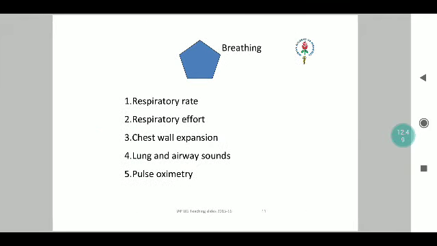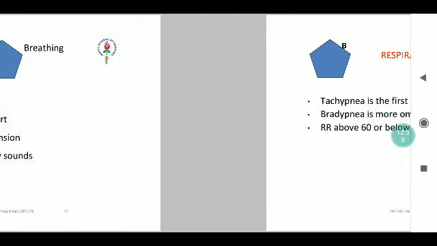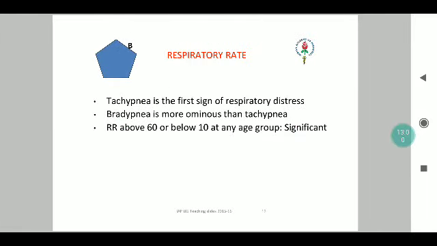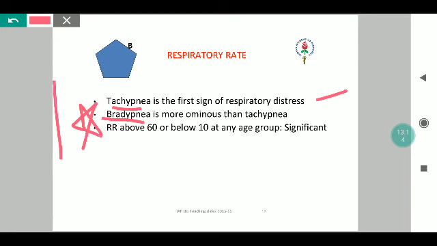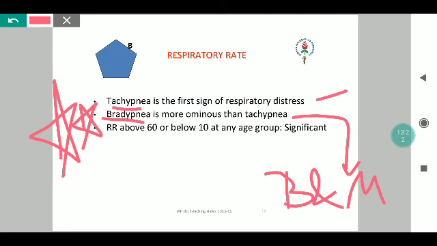Now coming to breathing, in breathing we check for 5 components, namely the respiratory rate, the respiratory effort, chest wall expansion, lung and airway sounds, followed by pulse oximetry. Now in respiratory rate, we check for tachypnea. Tachypnea is an increased respiratory rate, bradypnea is a decreased respiratory rate. Now tachypnea is the first sign of respiratory distress, but bradypnea, that is a decrease in respiratory rate, is much more dangerous than tachypnea. If you see a bradypneic child, it requires bag and mask ventilation immediately and should definitely call for further help. So you definitely need to call for further help in a bradypneic child.